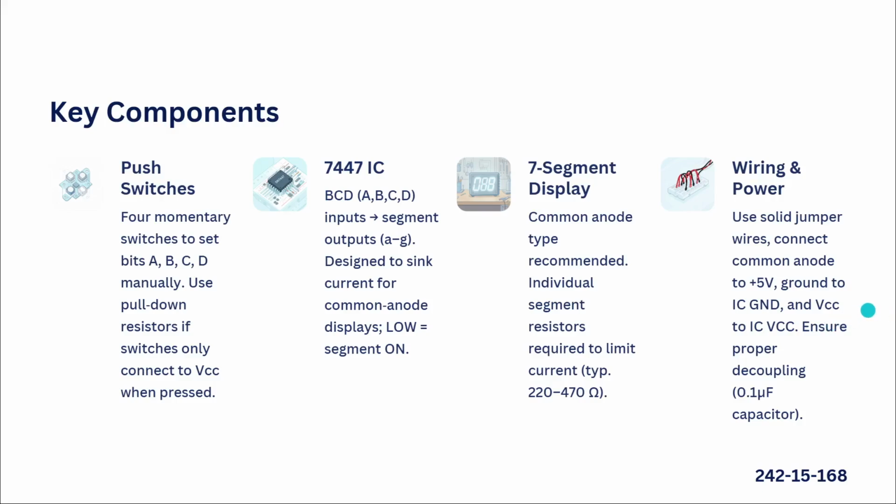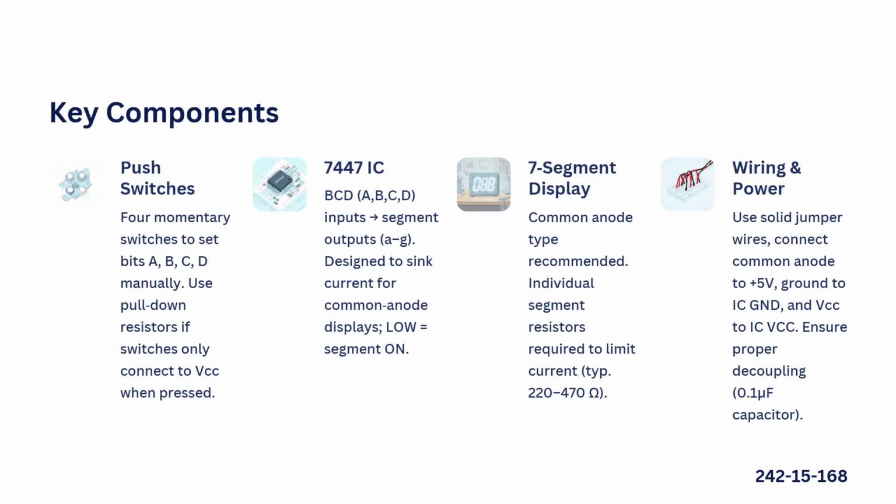Then we use a 7-segment display, specifically a common anode type. This display is used to show numbers from 0 to 9. It contains 7 small LED segments labeled from A to G. By turning on specific segments, we can display different numbers. To protect this LED from excess current, we use a resistor with each segment.